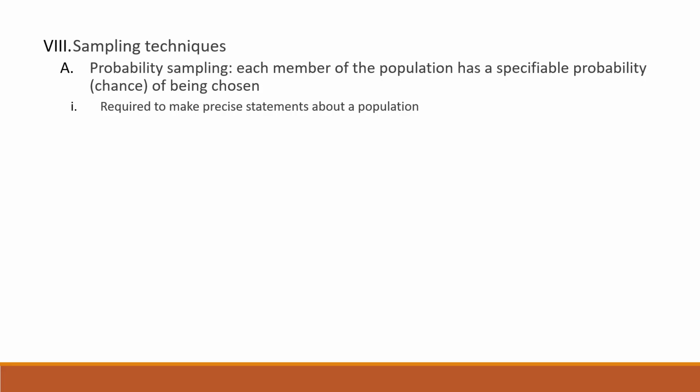When it comes to sampling techniques, probability sampling refers to when each member of the population has a specifiable probability or chance of being chosen. If we want to make a precise guess about a population, we need to use probability sampling. However, this can be really difficult to implement, and we don't often use it in psychological research.